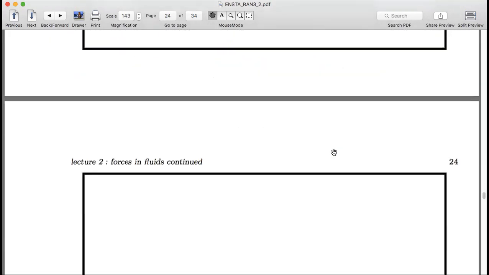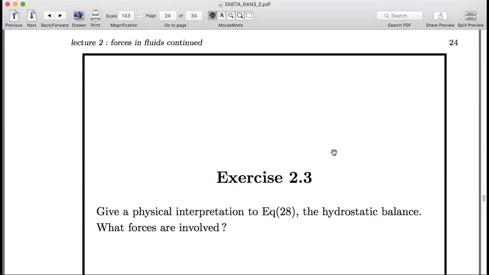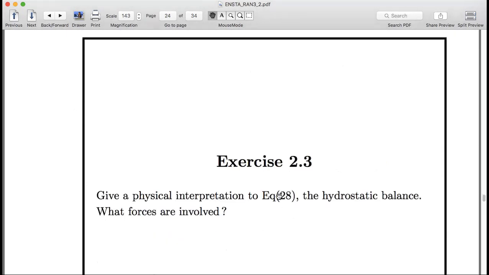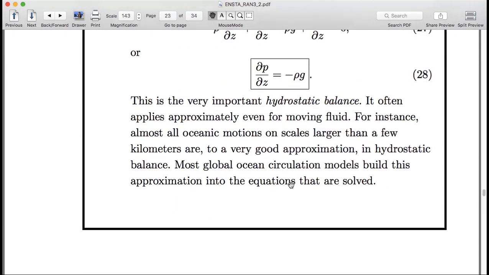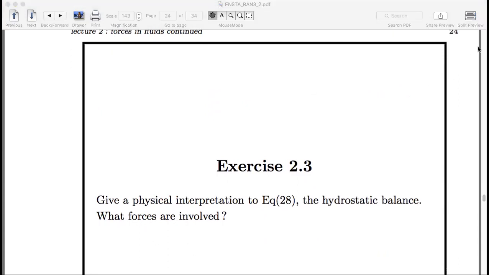So let's pause there. Maybe you can think about exercise 2.3 for next week. I'll see you next Monday, and Wednesday next week.